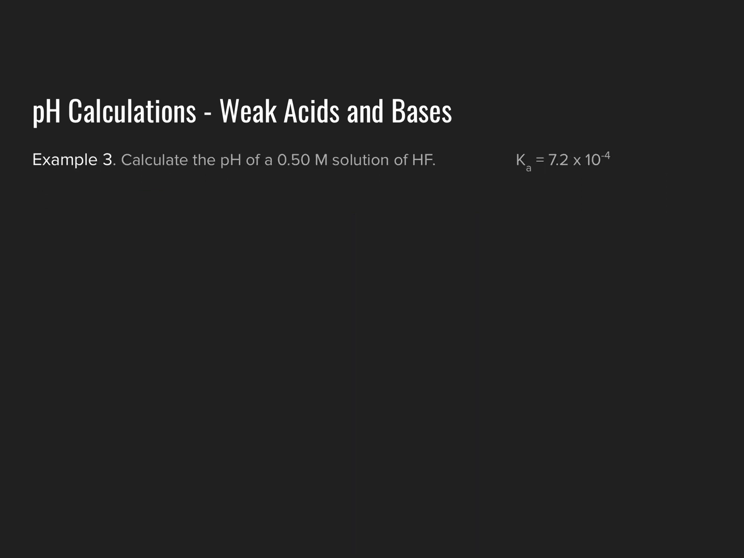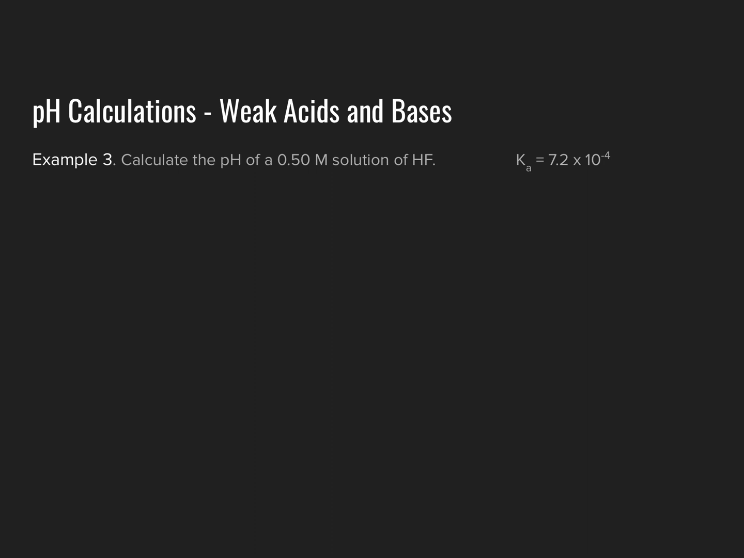All right, moving on now to an example here for the calculation of a pH of a weak acid solution. In example 3, we're going to be asking you to calculate the pH of a 0.50 molar solution of hydrofluoric acid, HF. The Ka value for this species is 7.2 times 10 to the negative 4. So we're going to follow the sequence of steps outlined in the previous slide in order to come up with the final pH calculation.